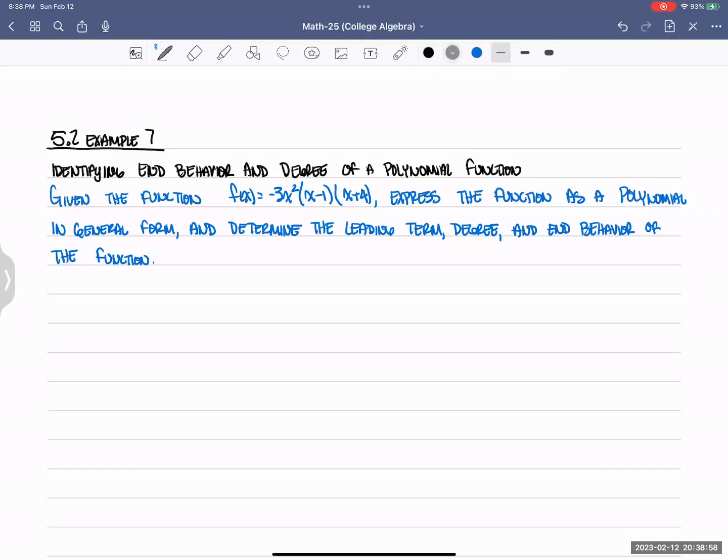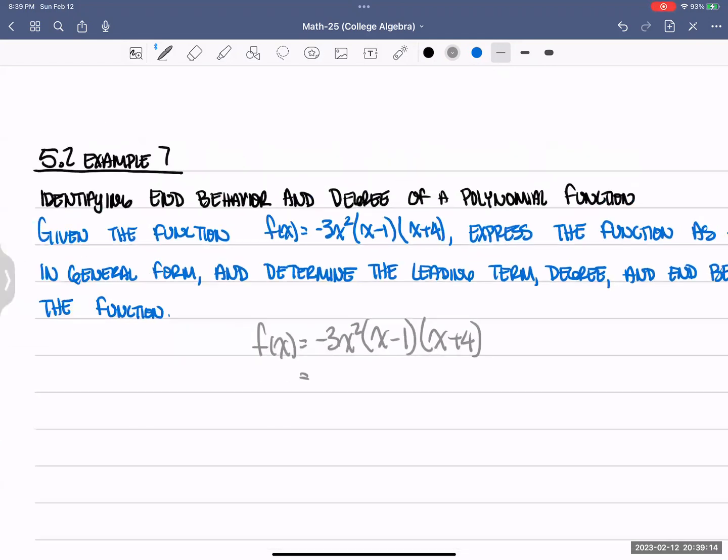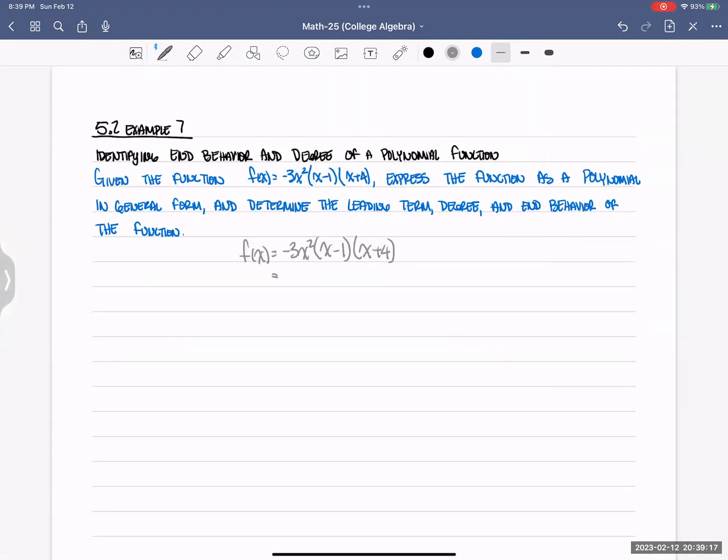So let's get started. f(x) = -3x² (x − 1)(x + 4). What they want us to do is put this in general form as opposed to factored form. So this is all factored. We could find the zeros if we needed to. I think we'll learn that a little bit later in this section. We could do a lot of things with this, but right off the bat, I don't see our leading coefficient just yet. But if we expand it, everything ends up working out for us.